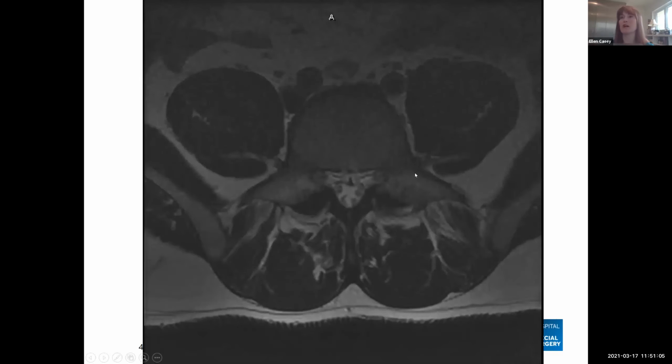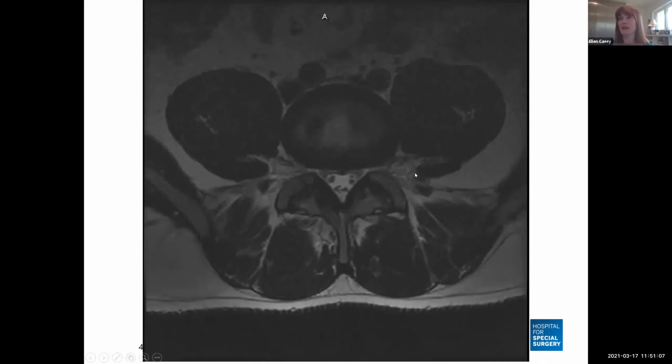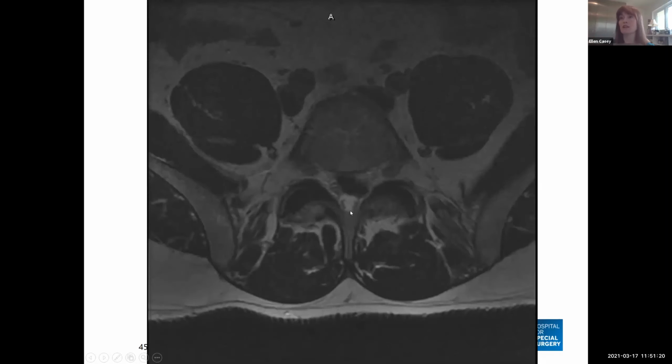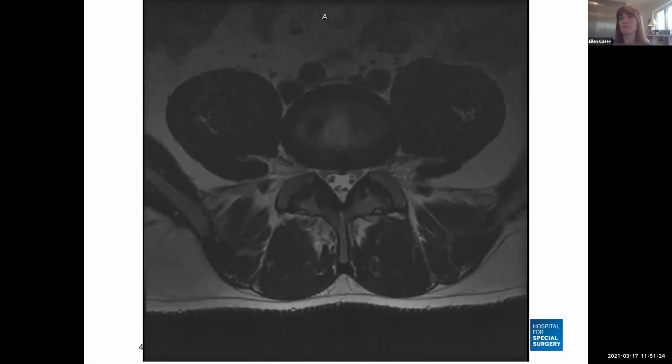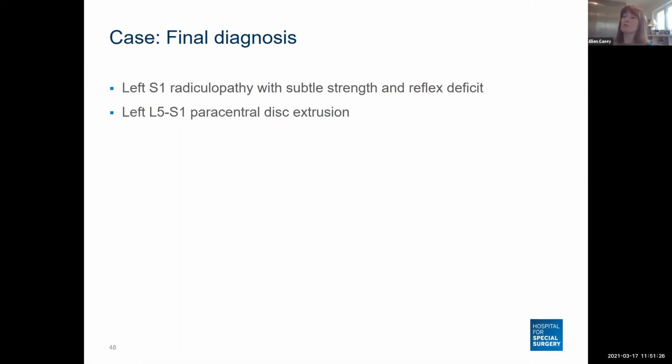Now we go further up, getting into the L4-5 disc space, which looks like a little bit of a bulge. He's got a little bit of facet arthritis that causes some thickening of the ligamentum flavum, but it clearly looks different than this disc material sitting in the middle on the left S1 nerve. So we confirmed what we thought: it's a left S1 radiculopathy with subtle strength and reflex deficit due to a left L5-S1 paracentral disc extrusion.